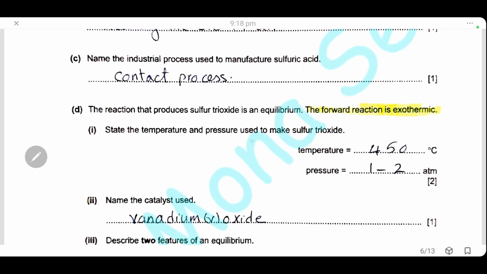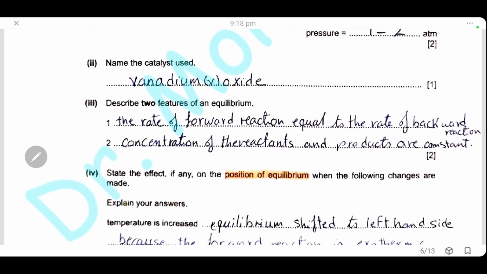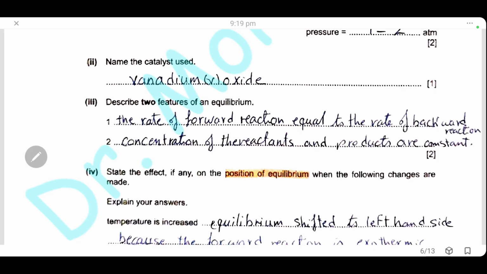State the temperature and pressure used to make sulfur trioxide. Temperature and pressure are the conditions needed for the contact process. So we all know that the temperature is 450 degrees Celsius and the pressure is 1 to 2 atmospheric pressure. The catalyst used is vanadium pentoxide. Describe two features of an equilibrium. In equilibrium, the rate of the forward reaction equals the rate of the backward reaction, and the concentrations of the reactants and the products are constant.